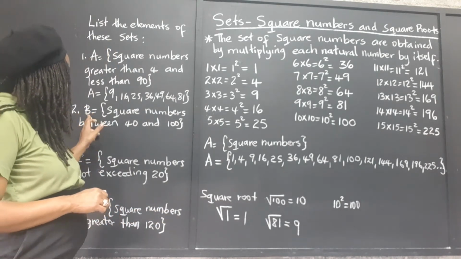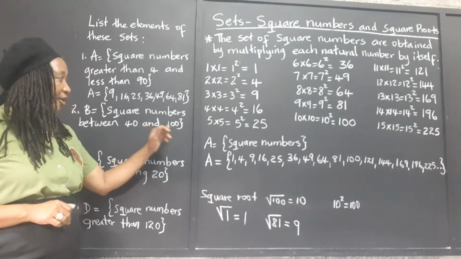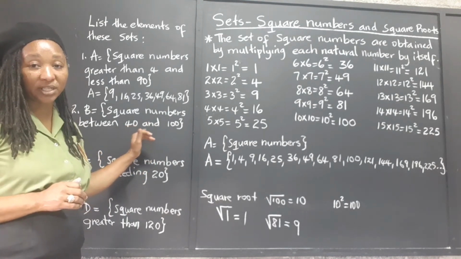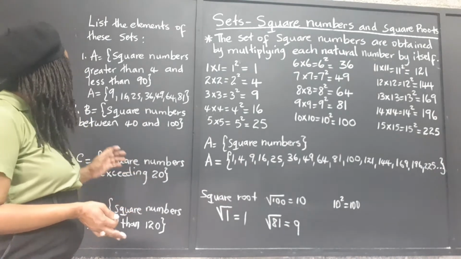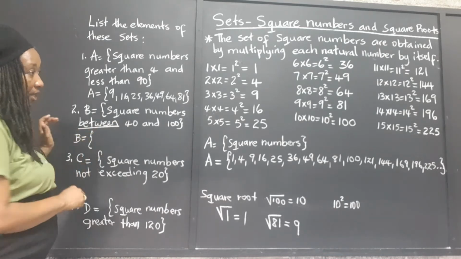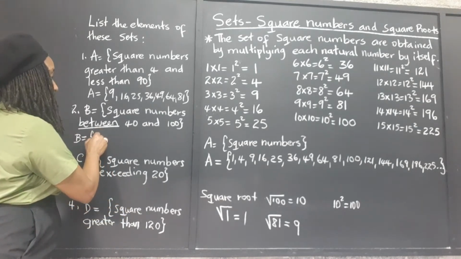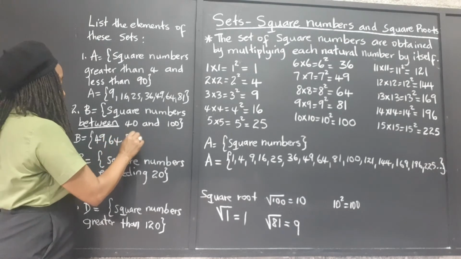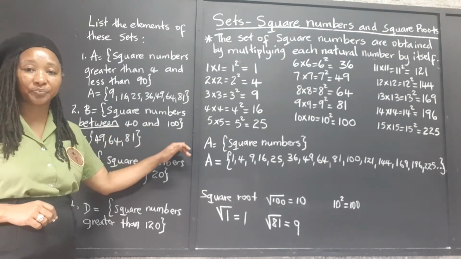B is defined as the set of square numbers between 40 and 100. Between. So we're not going to include the 40 or the 100, whether or not they are square numbers. The ones that fall between. So set B then would be the first square number after 40. That would be 49, 64, 81. Those are the square numbers between 40 and 100.